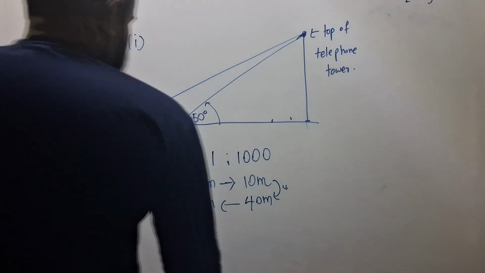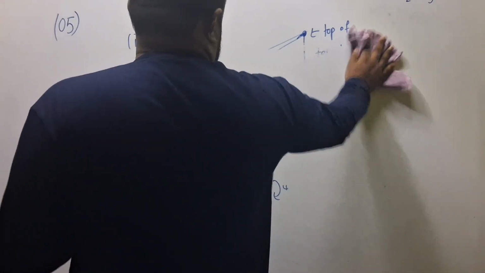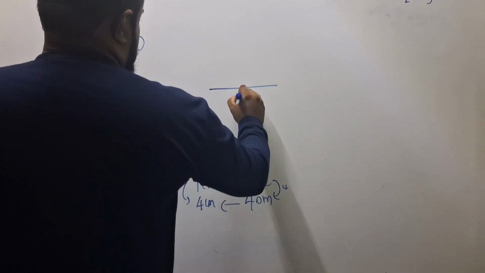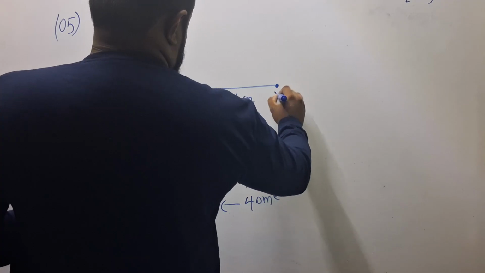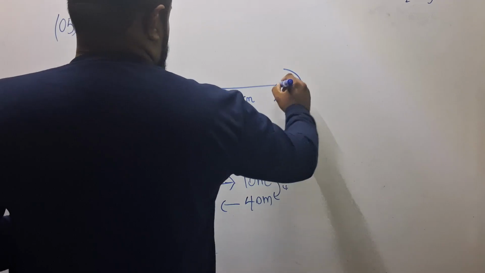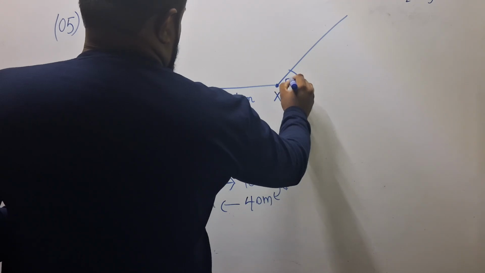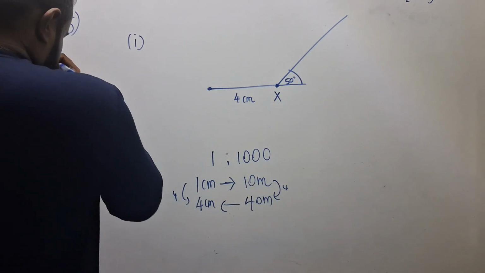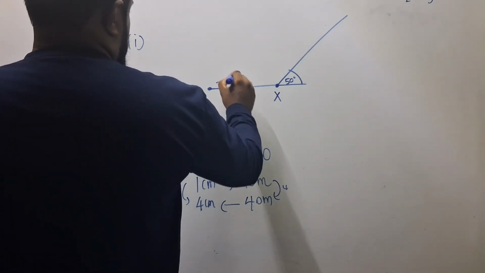Okay, now we are drawing the scale diagram. What we have to do is draw a 4 centimeter line and put X here and measure 50 degrees and produce the line upwards. Then come here to the other end of the 4 centimeter line. Then measure 35 degrees and draw the angle.